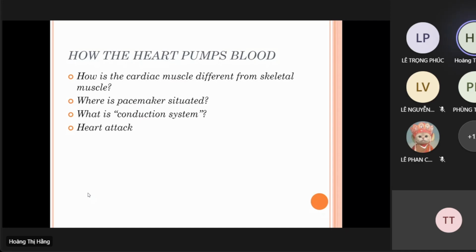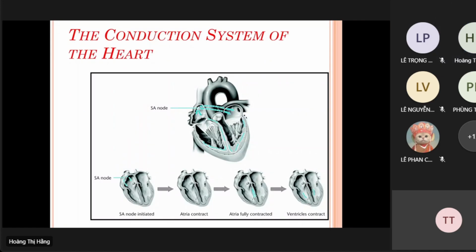Ổn ha? Ok, thank you các bạn. Now we move to comprehension check. As a note on the right side of the heart, the top right.